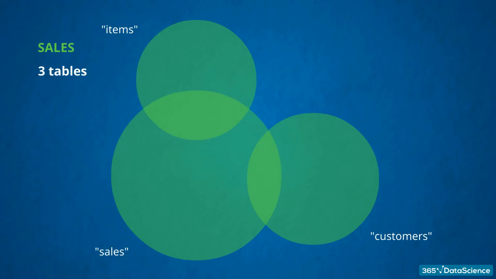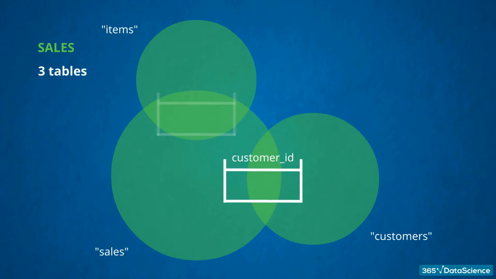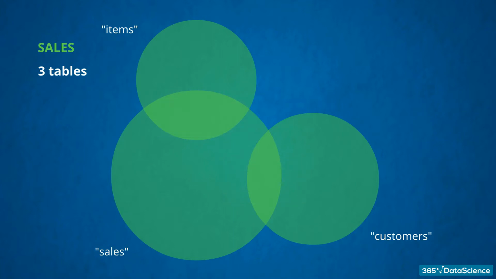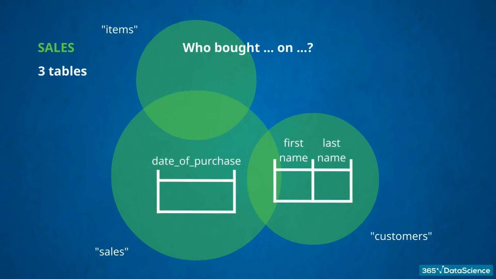There are various theoretical combinations between three or more circles, but in our database, we have the following model. Sales and customers have the same customer ID column, and sales and items have the same item code column. This way, we can see the circles overlap as they have common fields. So, if we'd like to extract the same information, the name of the customers who have purchased something on a given date, we will need only the date of purchase column from the sales table and the first and last name from the customers table.